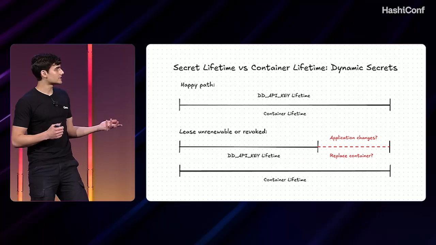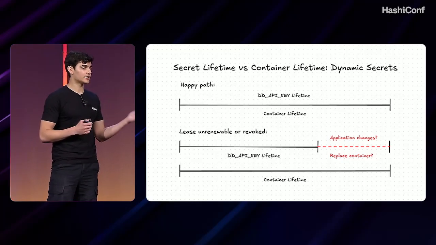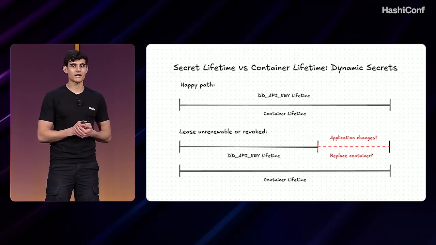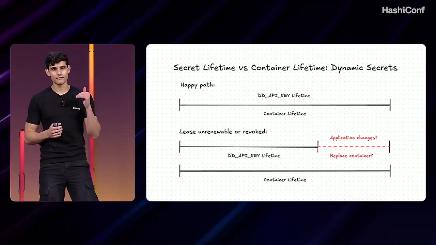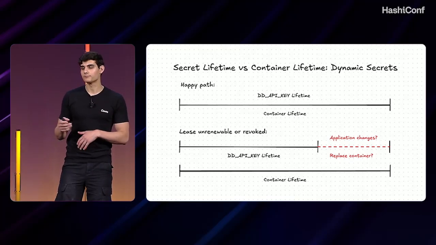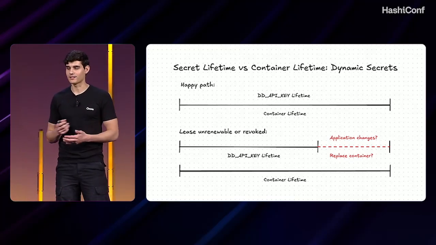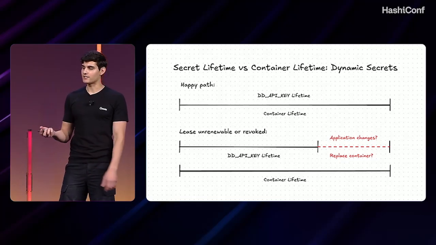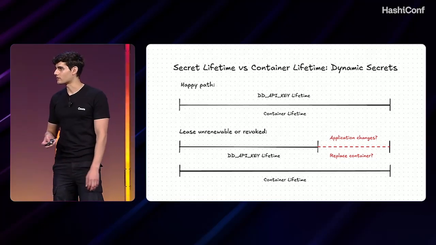However, in situations where a lease cannot be renewed or has been revoked, the dynamically generated API keys are going to become invalid, and Datadog pods are going to fail to ship metrics to Datadog because they no longer have a valid API key. In order to prevent a metrics outage in these circumstances, we have 2 options.